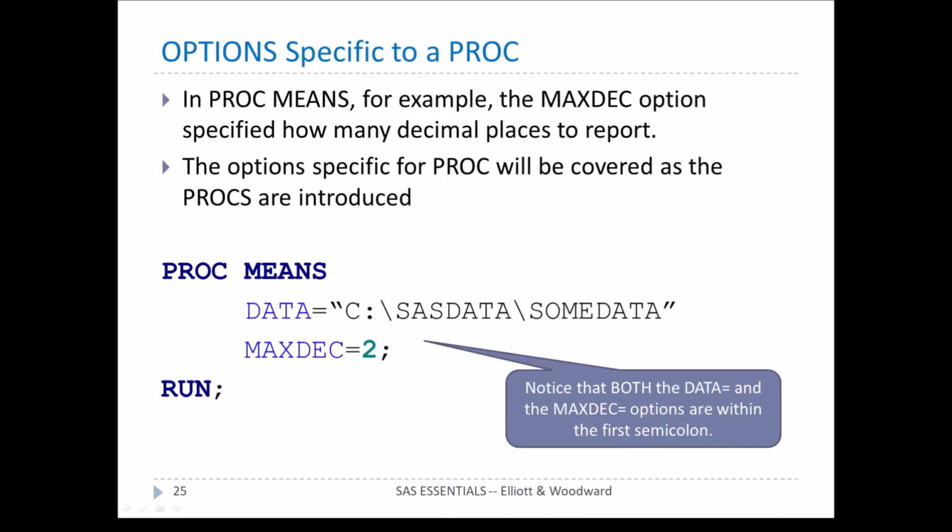So let's look at options specific to a PROC. Sometimes a procedure will have some options that are really only used for that procedure. And so this is an example of that, where we have PROC means. One option is data equal, and then there's a second option we have here. Notice it's within the semicolon, so it's still an option, max des equal 2. And what that tells it to do is output the numeric values with 2 decimal points.